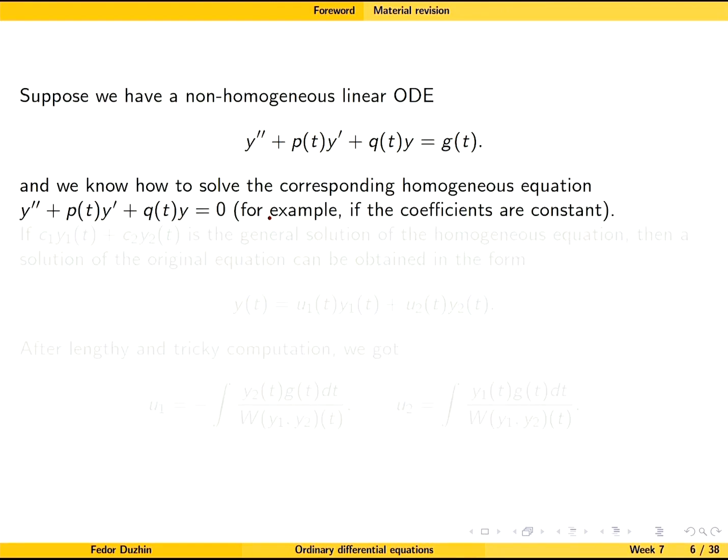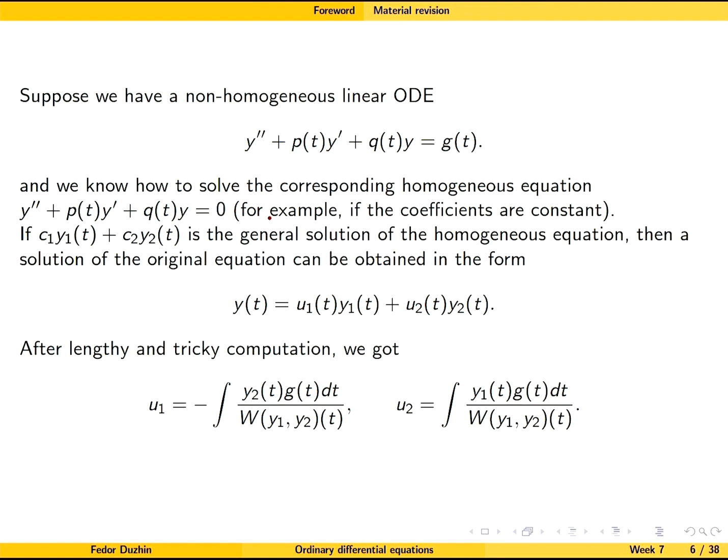And finally, suppose we have a non-homogeneous linear ordinary differential equation and we know how to solve the corresponding homogeneous equation. Then there is the method of variation of parameters, where after some tricky computation we got this formula for u1 and u2, and by using these formulas we can solve the non-homogeneous differential equation.